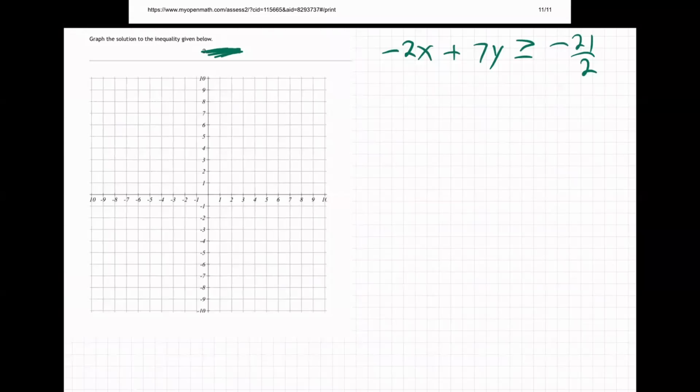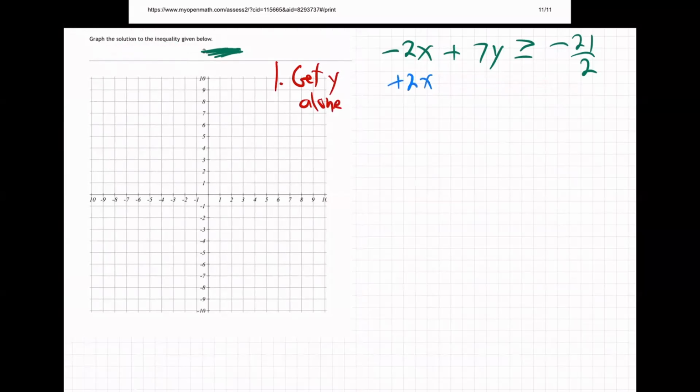Okay, so on this question, we have a difficult question: minus 2x plus 7y greater than or equal to negative 21 halves. They want us to graph it. So you know what we do. Step number one, get y alone. We know what to do, but it's just not an easy one. It's not easy to do that.